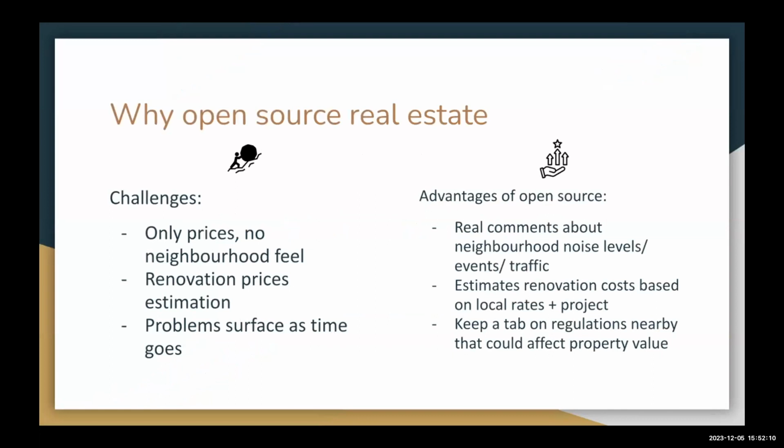The reason I chose this is because there are some challenges when it comes to real estate. I think homeowners typically just look at the prices because that's what the agent tries to sell them. But I think they need some real opinions instead of real estate agents just trying to sell the house. So I think this is where the open source can come in. You can get some real feedback from the homeowners in that community about the noise levels in the neighborhood, if there are any neighborhood events, how the traffic is in the neighborhood, stuff like that.